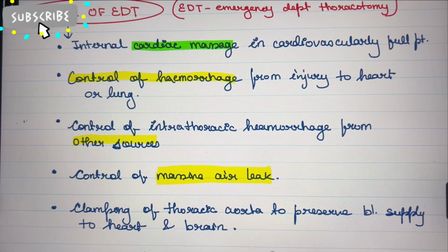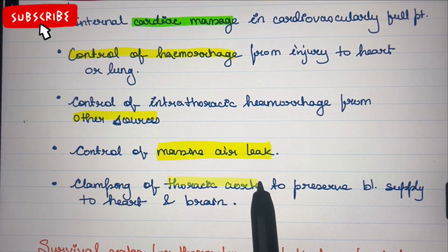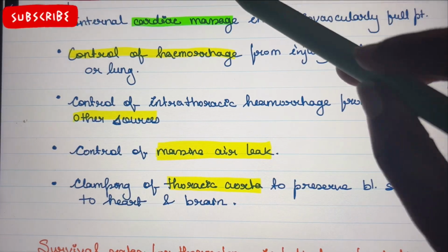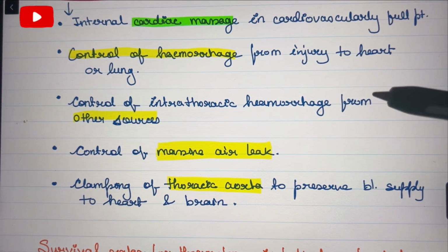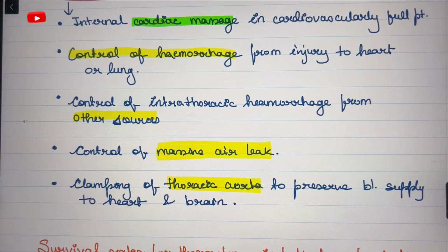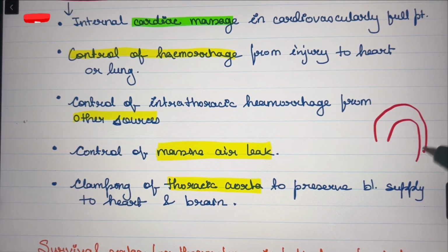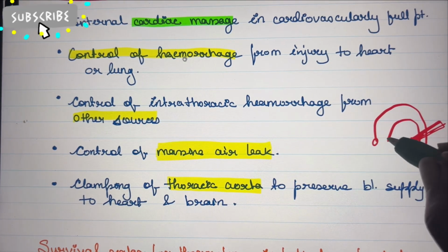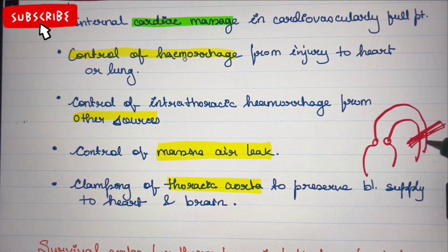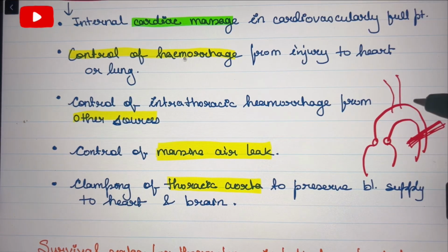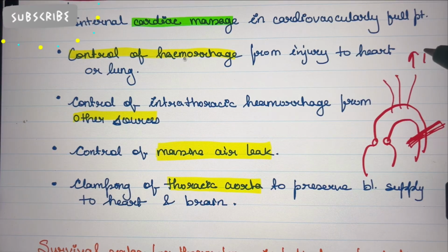Then we have to control the air leak, and we have to clamp the thoracic aorta, because I have already told the branches of the aorta. You can go into my playlist and watch the branches of the aorta, what the branches are from the ascending aorta, arch of aorta, and descending aorta. If we are clamping the descending thoracic aorta, the coronary arteries are branches of the ascending aorta, so we are already giving blood supply to the heart. The carotid arteries and subclavian artery are branches of the arch of the aorta, so we are already giving blood supply to the brain.